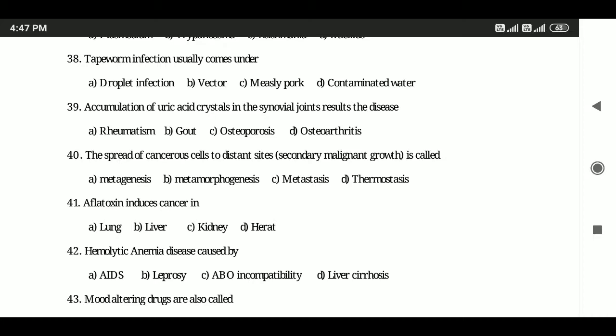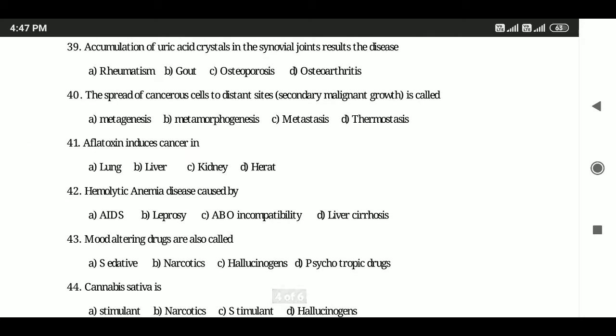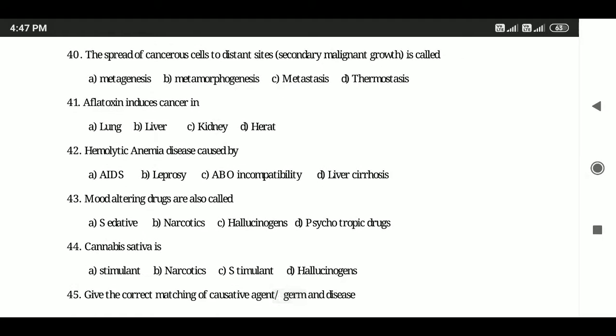Rheumatism or rheumatic arthritis is also a kind of joint disorder caused by autoimmune reaction. The spread of cancerous cells to distant sites, secondary malignant growth, is called metagenesis, metamorphosis, metastasis, thermostasis. This term is called metastasis. Aflatoxin induces cancer in lung, liver, kidney, heart. Aflatoxins are said to cause a particular type of cancer by promoting certain modifications of liver cells. So liver cancer can be caused by aflatoxins.